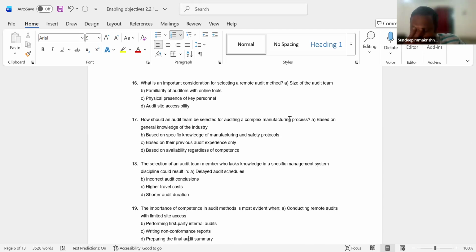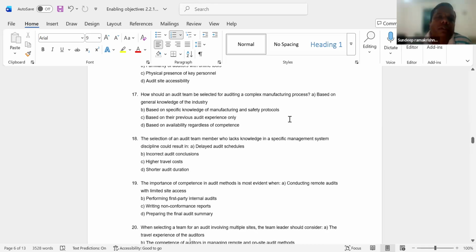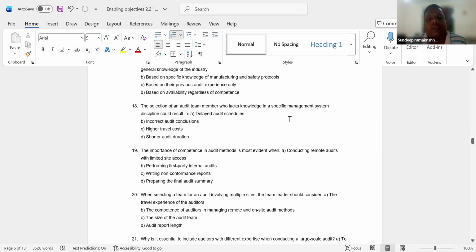18th question. Sasikanta Mahanta, can you read? The selection of an audit team member who lacks knowledge in specific management system discipline could result in: A. Delayed audit schedules, B. Incorrect audit conclusion, C. Higher travel cost, D. Shorter audit duration. B. Yes, B is more specific. Good. Shashikanta, please continue.